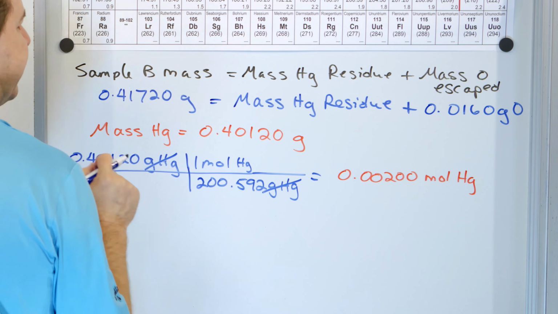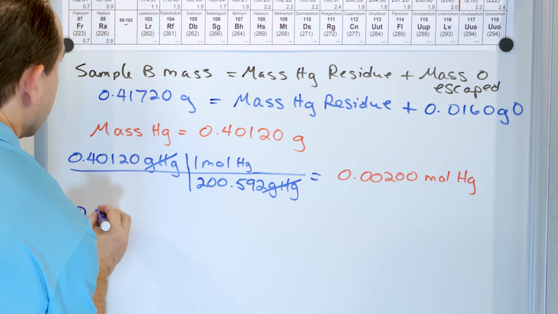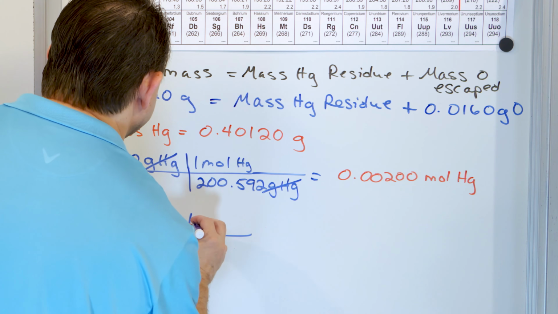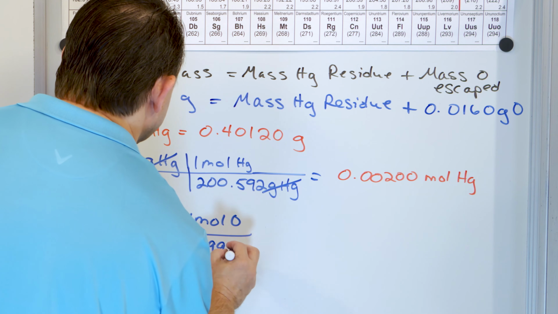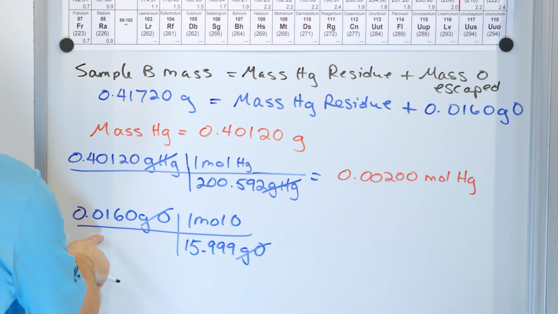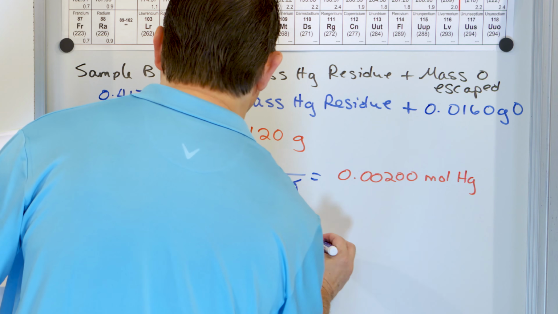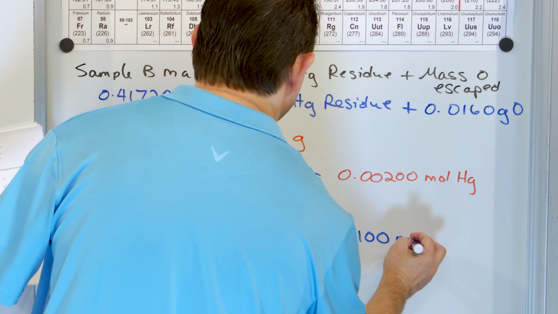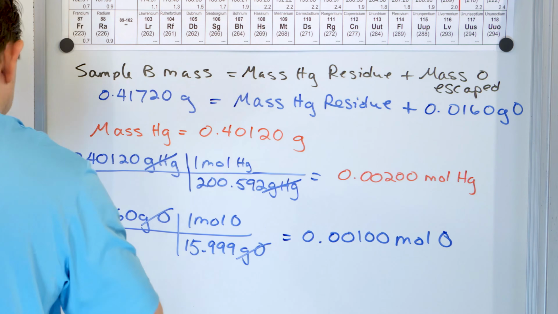Okay, so let's do the same thing over here. We have the mercury taken care of. This is the grams of oxygen. That must be what has floated away, 0.0160 grams of oxygen. We have that one memorized. We know that 1 mole of oxygen is 15.999 grams of oxygen. Cancel, cancel, so now we're going to have moles of oxygen. So you take 0.0160, divide by 15.999, and you're going to get 0.00100 mole of oxygen.